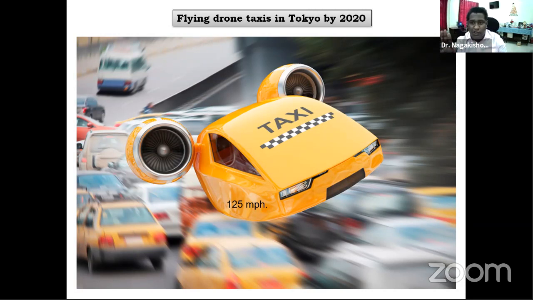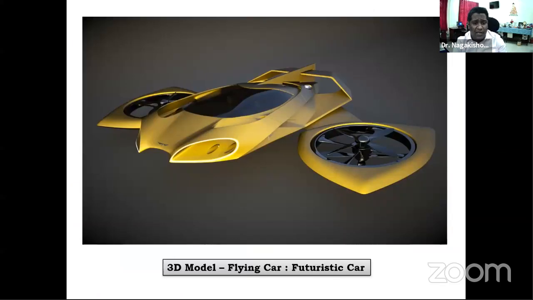They said that by the end of 2020, flying drone taxis in Tokyo can deliver, but it will take some time also. It has a speed of 125 mph. Anyhow, in the coming future, we can see flying drones like taxis in Tokyo. And why only drones? Even for cars, there are flying car models also. Very updated, very upgraded models. This is one of the 3D models for the flying car for futuristic purposes.